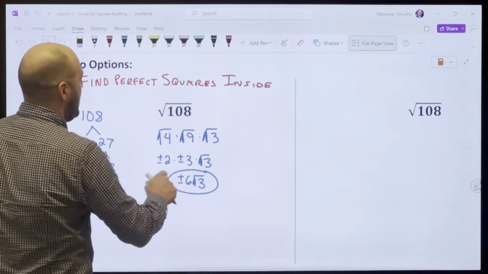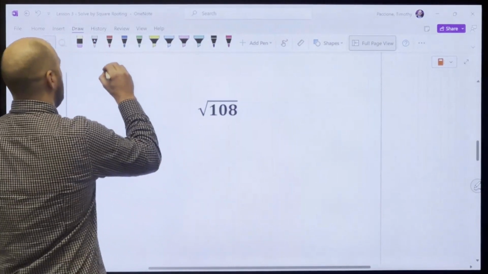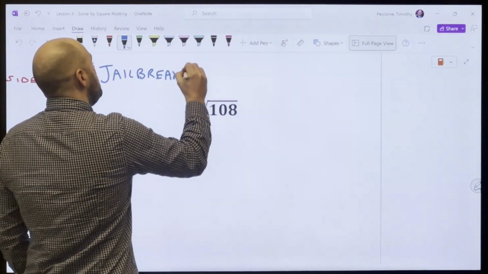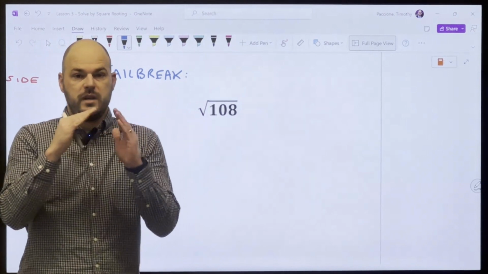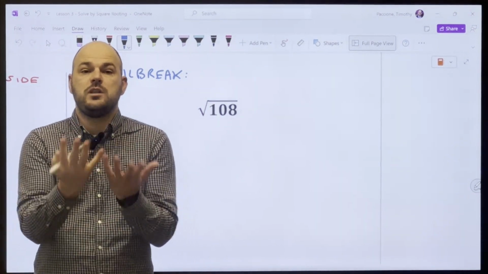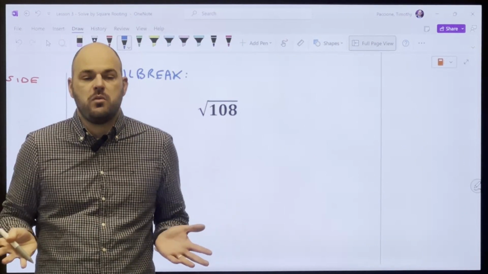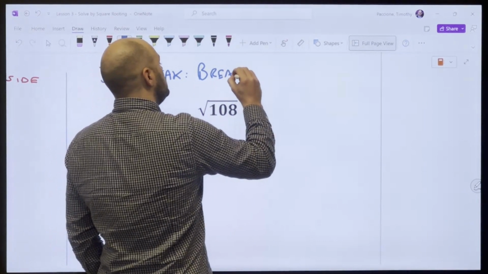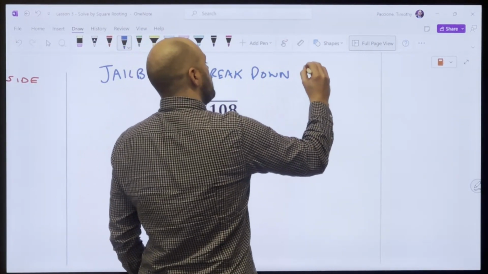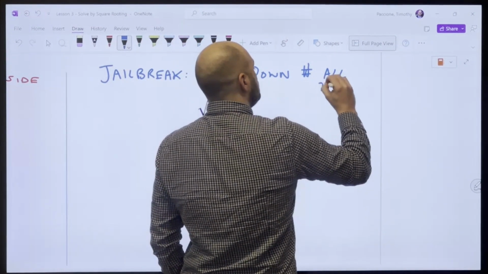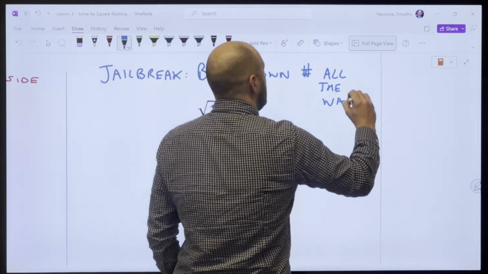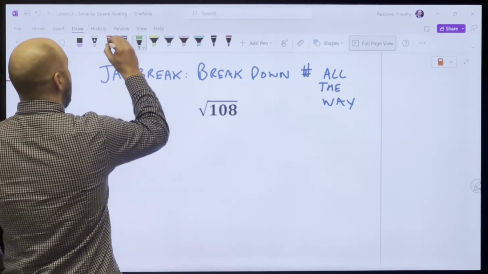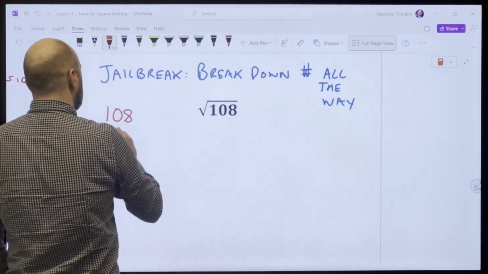But if you don't know your perfect squares, the only thing you need for this method is to be able to count to 2. All right, this is what's called the jailbreak method. And it's called the jailbreak method because we're going to think of the square root as like a jail, and the numbers are trying to break out, right? And there are certain rules for breaking out, right? So in order to do this thing, we need to break down our number all the way. And I'll show you what that means, right? And by the way, both methods get you the same answer, right?